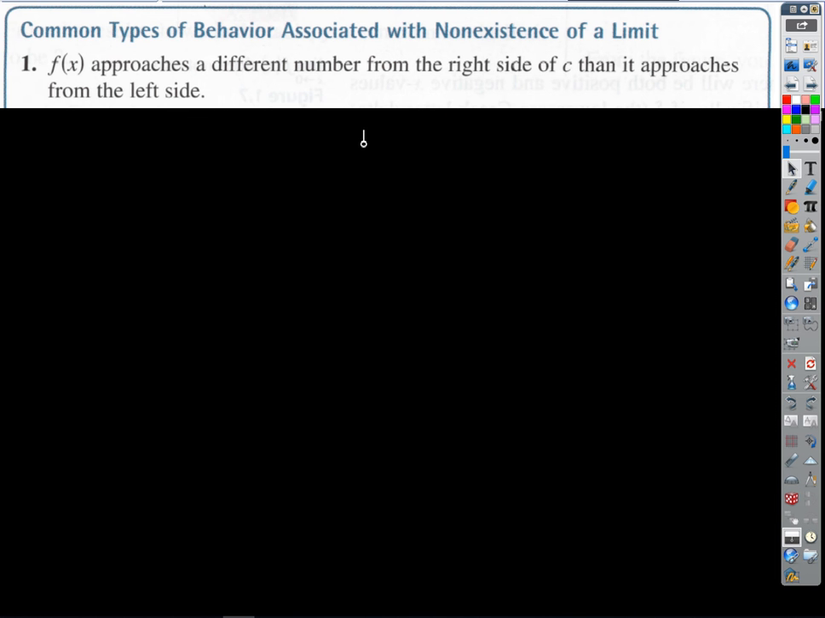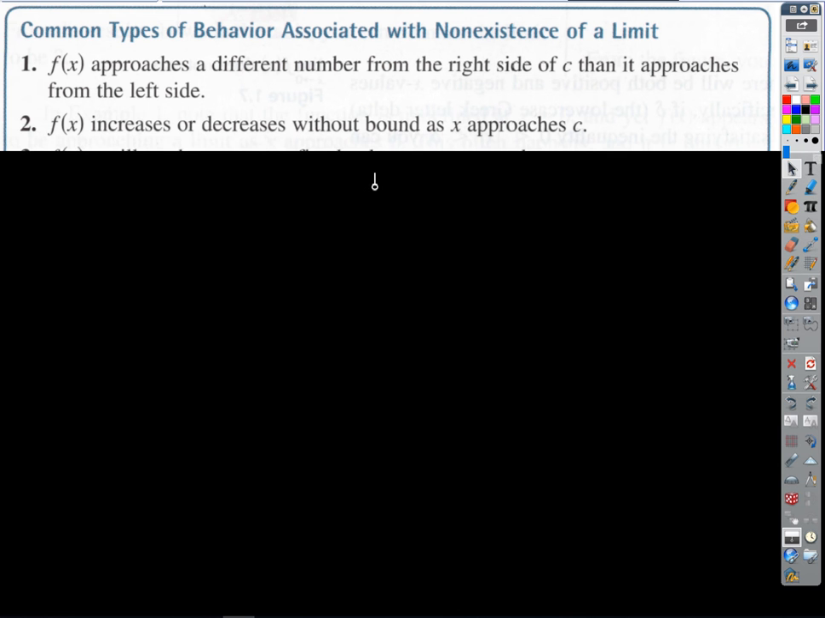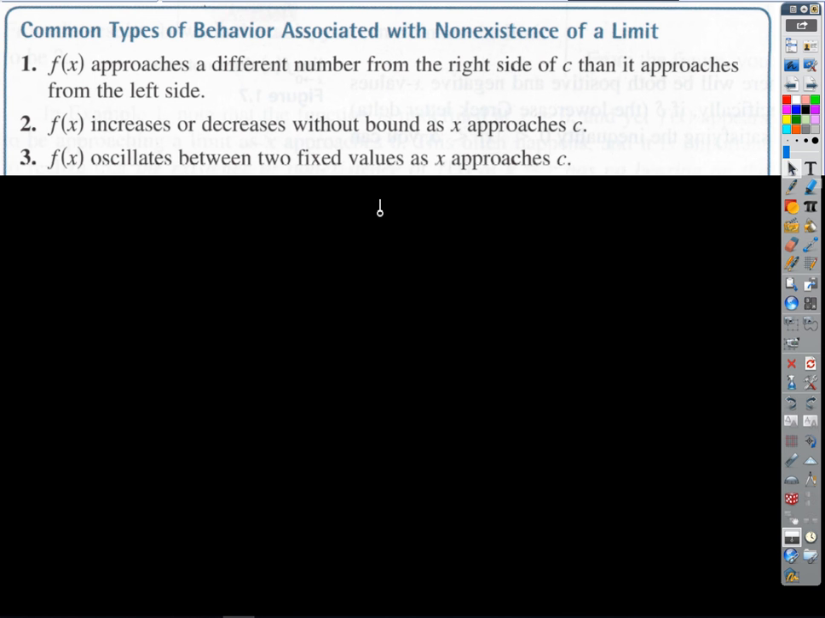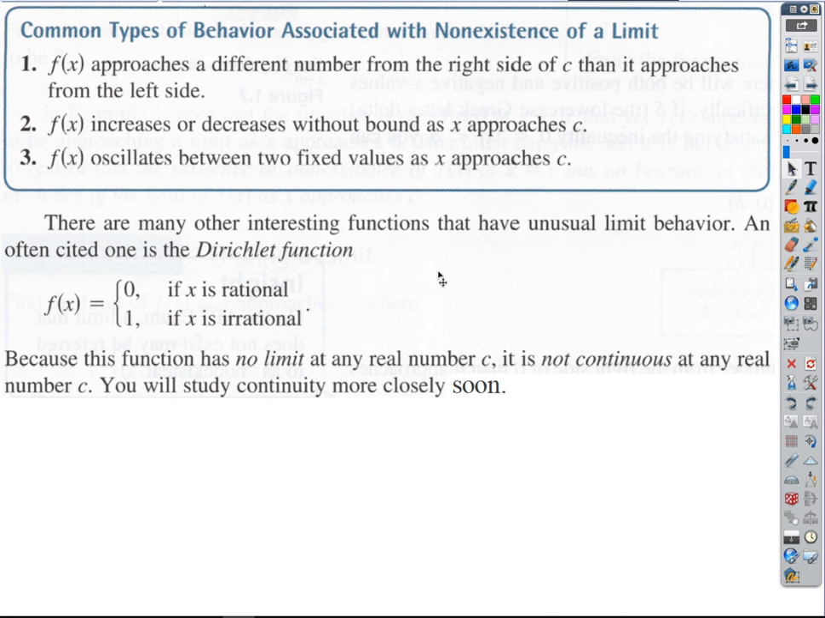What else? Asymptotes. Yeah, the function increases or decreases without bound. And then the last one is the weird one. That's the oscillating behavior. You don't see that one very much. There are other ones too, though, and they actually give you kind of a cool example. Now, think what this function would look like.